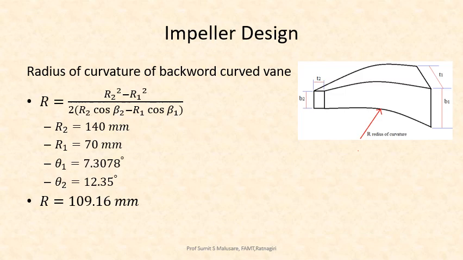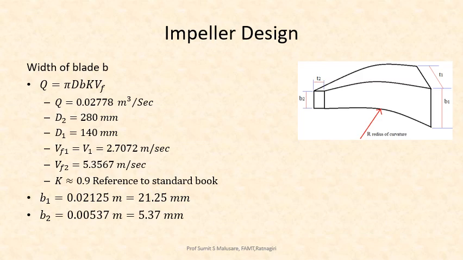Okay, so R is equal to R2 squared minus R1 squared upon 2 times (R2 cos β2 minus R1 cos β1). R2 is 140 mm, R1 is 70 mm, θ1 is 7.3078 degrees and θ2 is 12.35 degrees. If you put all these values, I will get the value of the radius of curvature as 109.16 mm.